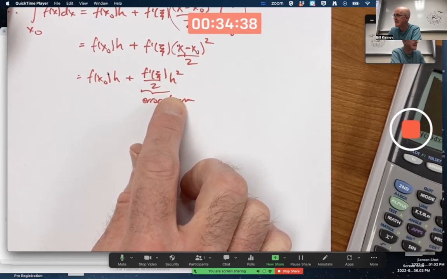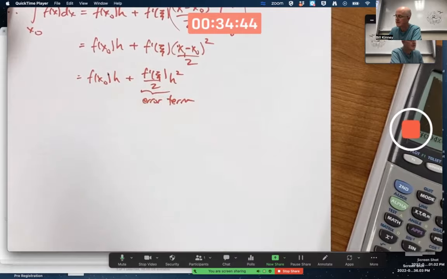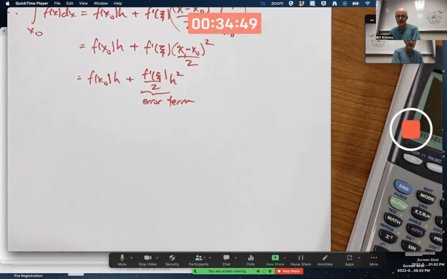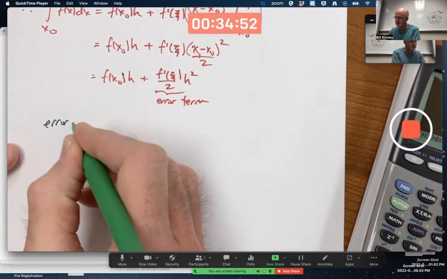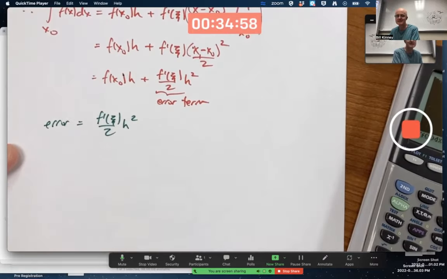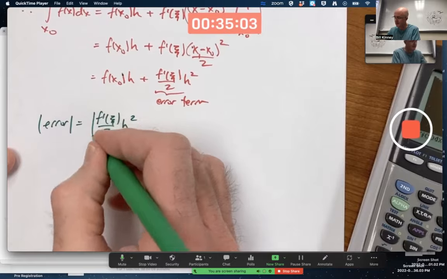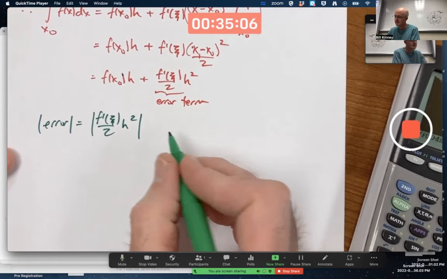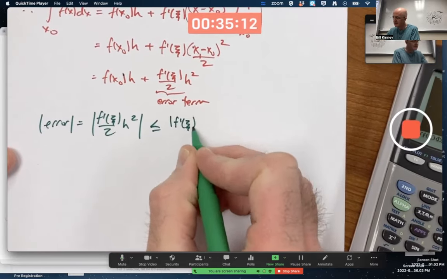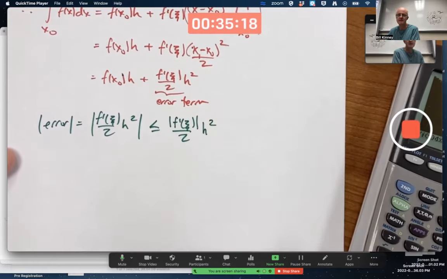Do we need to find c? No, all we really need to do to think about errors here is think about an upper bound for this. Get an upper bound for the absolute error. The error is going to equal f prime of c over 2 times h squared for some c between 1 and 1.5, and the absolute error will equal that. And this will be less than or equal to the absolute value of f prime of c over 2 times the absolute value of h squared. H is a positive number, so I don't need absolute value signs. I'm squaring it anyway.